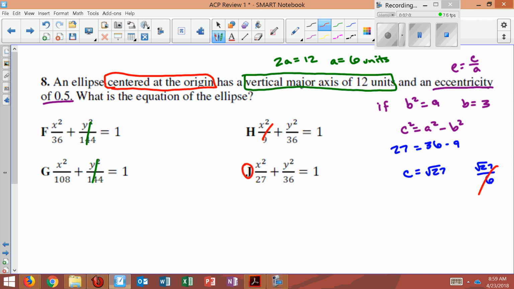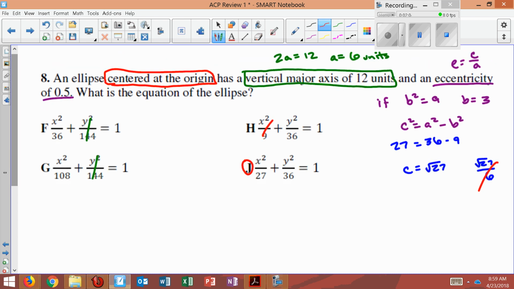And now we'll try this one. And, you know, we could go about this a different way as well. I'll just say 0.5 has got to equal c over a. And we know that our a is 6. So I'll put that there. Multiply both sides by 6. I get 3 equals c.